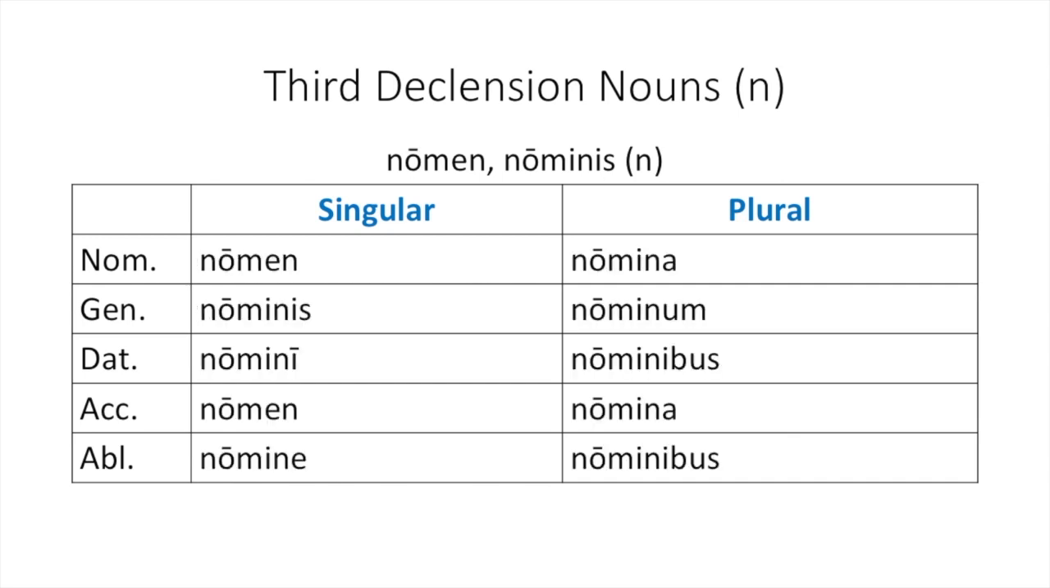Okay, you're right. If you said it's nomen, nominis, nomini, nomen, because of our neuter rule that the nominative and accusative singular must be the same, nomine, nomina, nominum, nominibus, nomina, and nominibus. And once you've made sure that you have all of these forms correct, let's move on to our I stem noun example.